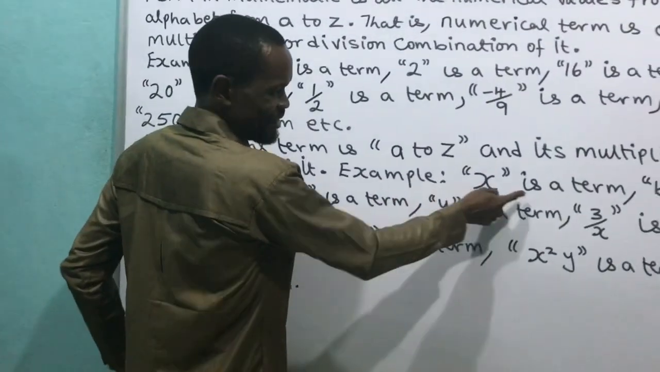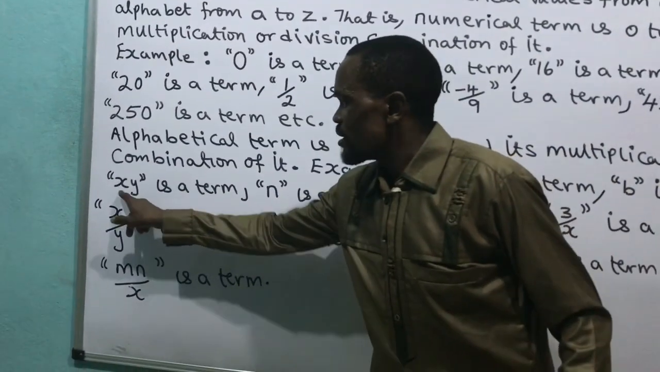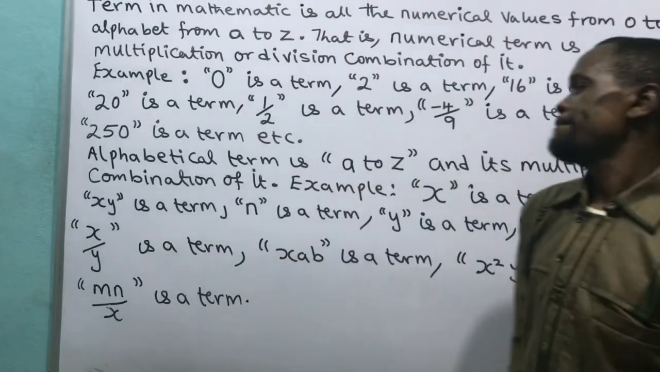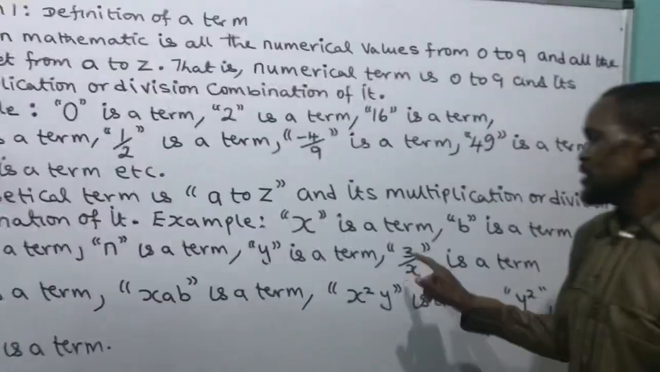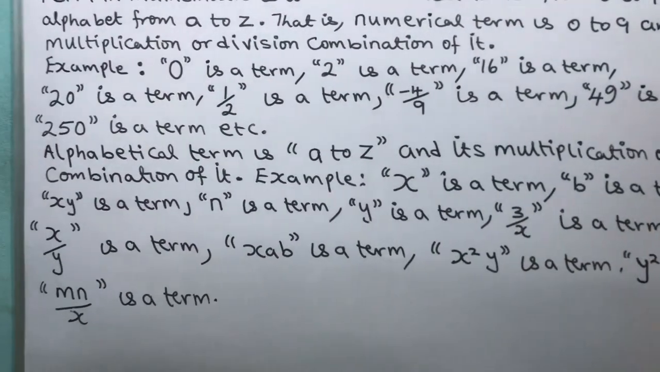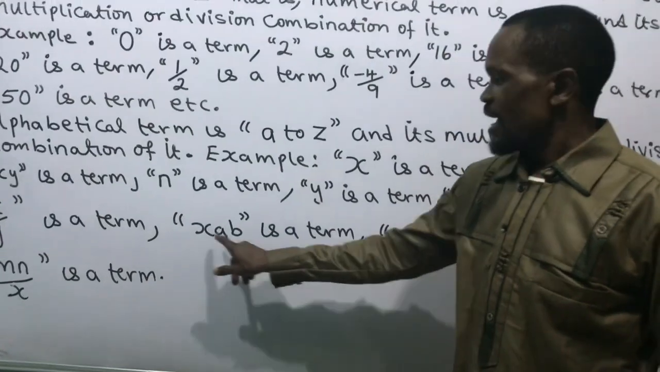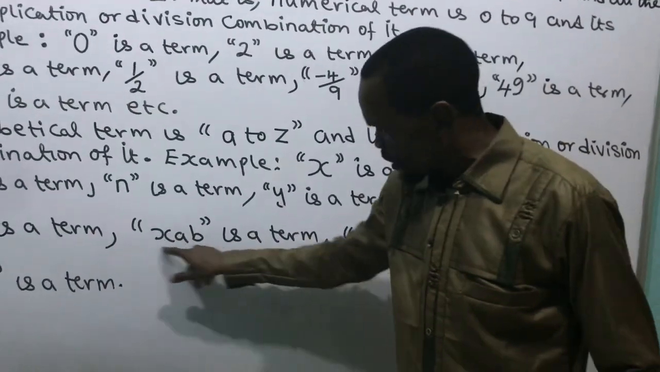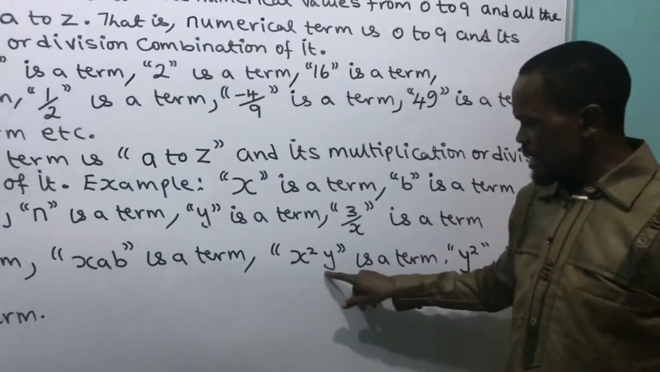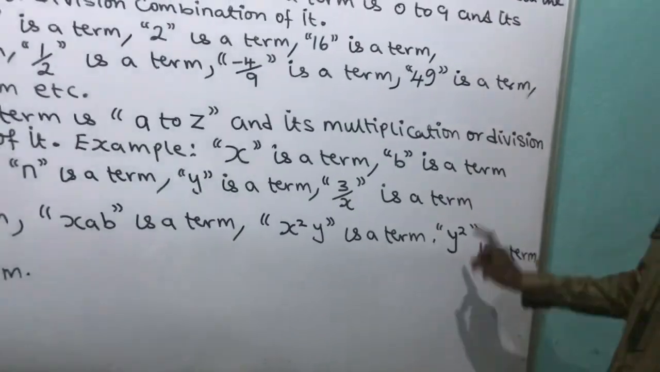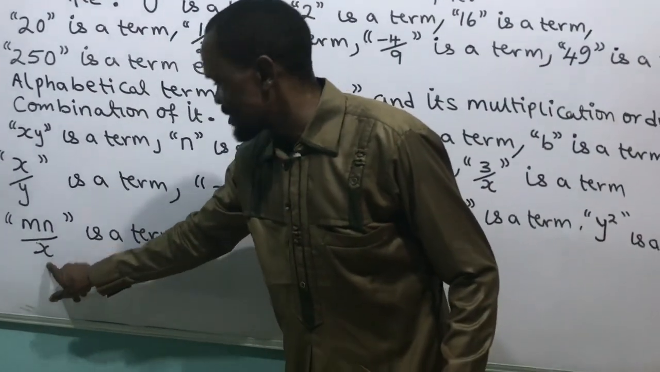Example: x is a term. b is a term. xy, and this is what I write here, xy is a term. n is a term. y is a term. 3 over x is a term. x over 9 is a term. x times a times b, look at it in one, is a term. x squared y, x squared times y, look at them here, is a term. y squared is a term. mn over x is a term.